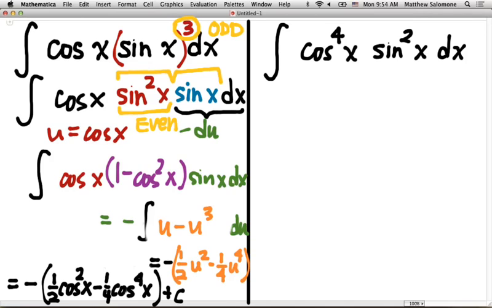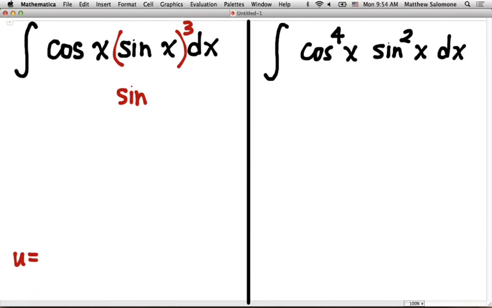And as soon as we have an even number of powers of sine or an even number of powers of cosine, that allows us to use the Pythagorean identity. Because we can trade out an even number of sines for an even number of cosines. Because sine squared is 1 minus cosine squared. So with that in mind, here's a question.